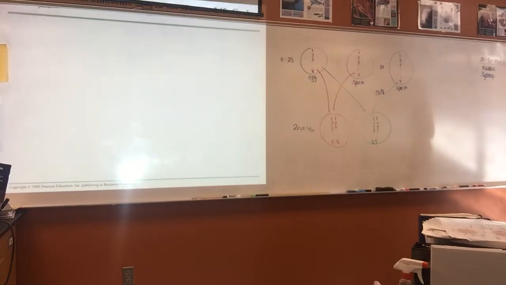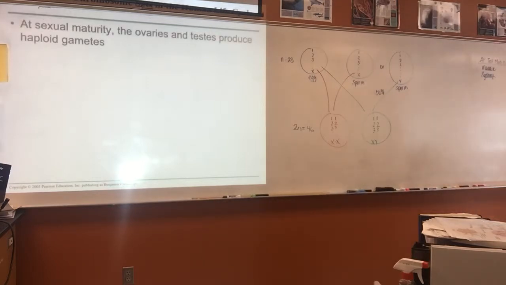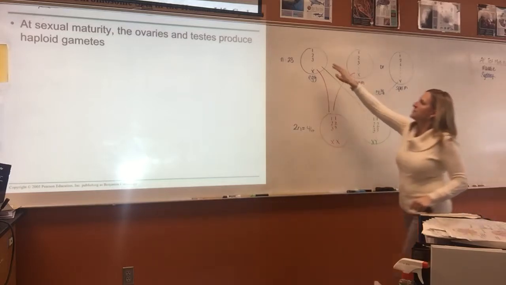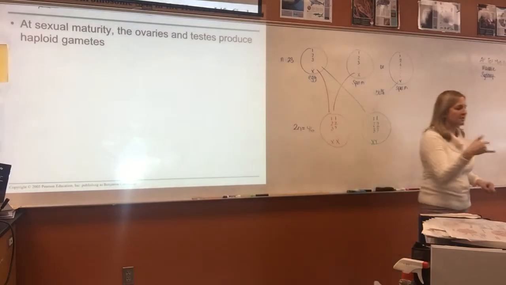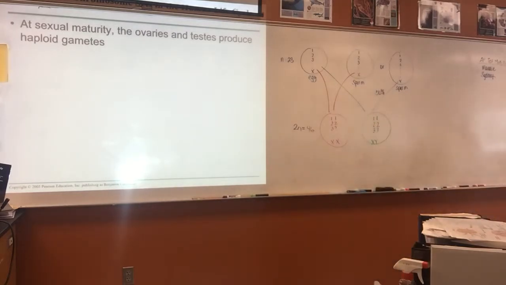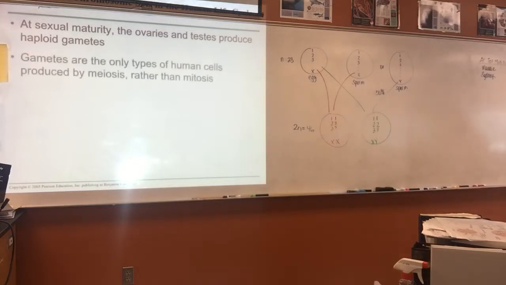So what we're going to look at next is what we call our sexual life cycle, through making egg and sperm cells in a multicellular adult. So at sexual maturity, the ovaries and testes produce haploid gametes. There are special cells called germ cells in a woman's ovaries. They're the only cells in the body that will reproduce by meiosis and produce the egg cells. And then there are those same types of cells in the testes to produce sperm cells.